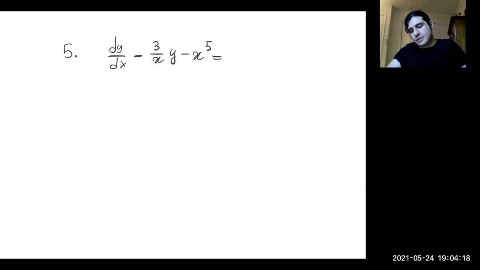Actually, I want to look at another example where the same method would work. So example number 5, we are looking for a function y such that derivative of y with respect to x minus 3 over x times y minus x to the 5 is equal to 0. Well, here I should assume x is positive or negative. Here I would assume x is positive. So try to follow the ideas we had up to this point, see if we can solve this one.